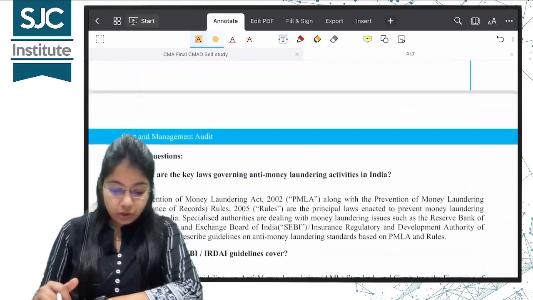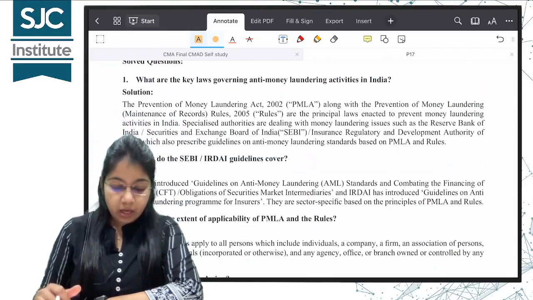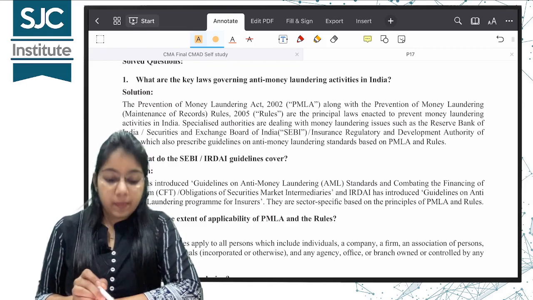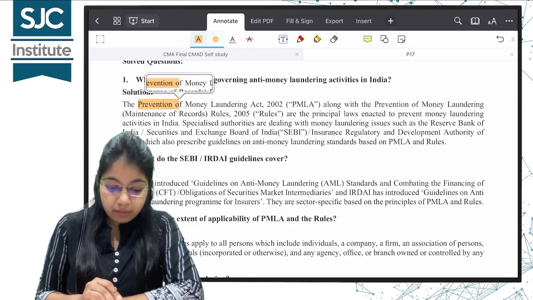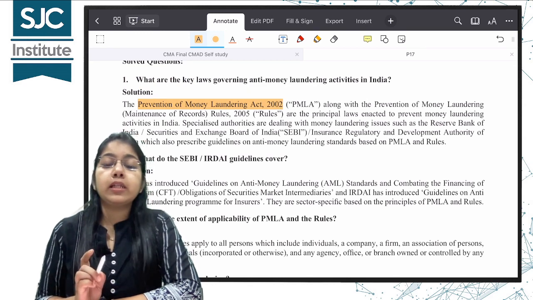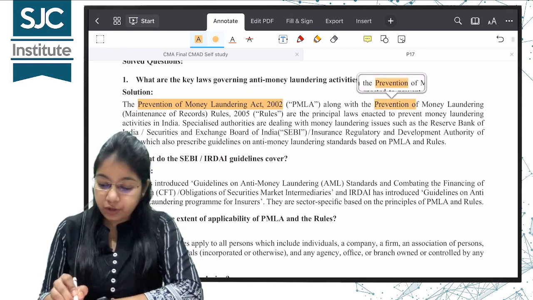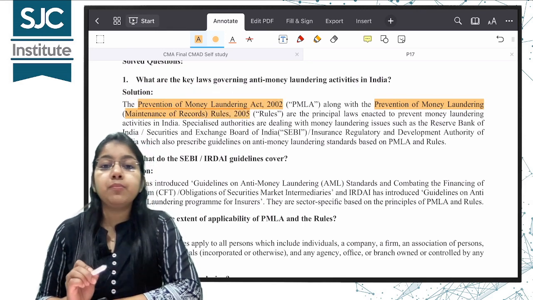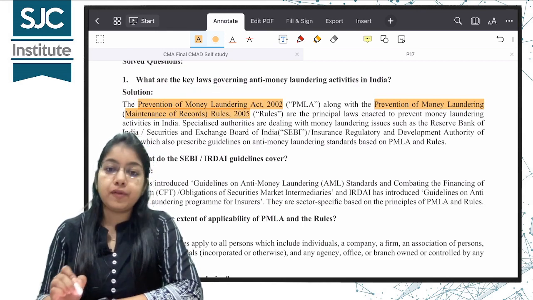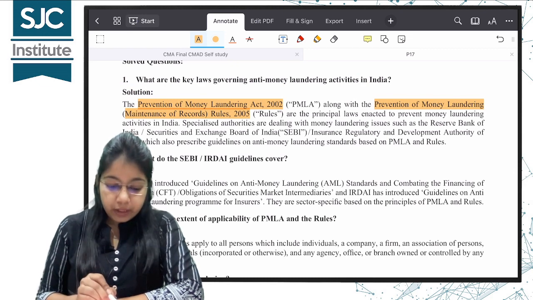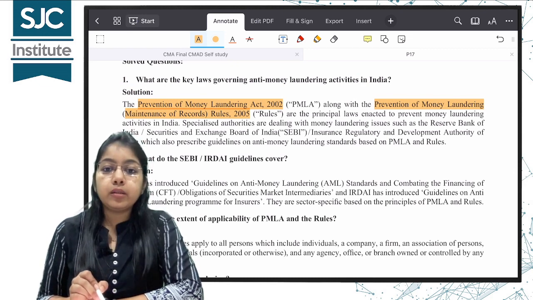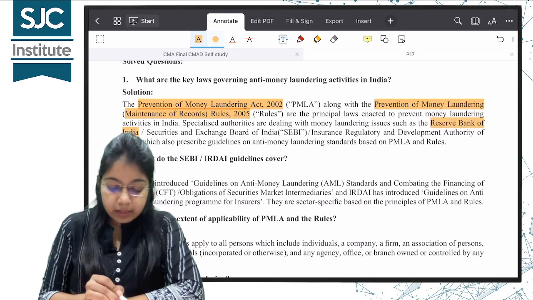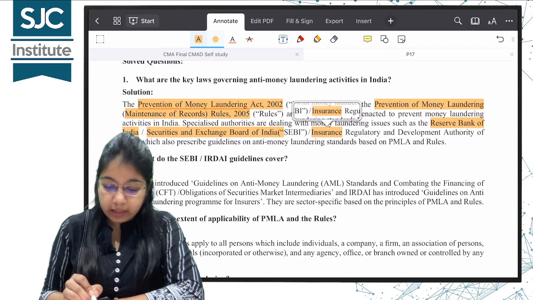Yes, just come to the short solved questions. What are the key laws governing anti-money laundering activities in India? The Prevention of Money Laundering Act is number 1. The associated rules are the Prevention of Money Laundering, Maintenance of Records Rules 2005. These are the principal laws which are enacted to prevent money laundering. Along with this, specialized authorities are dealing with the money laundering issues such as the RBI, the SEBI and the IRDAI.